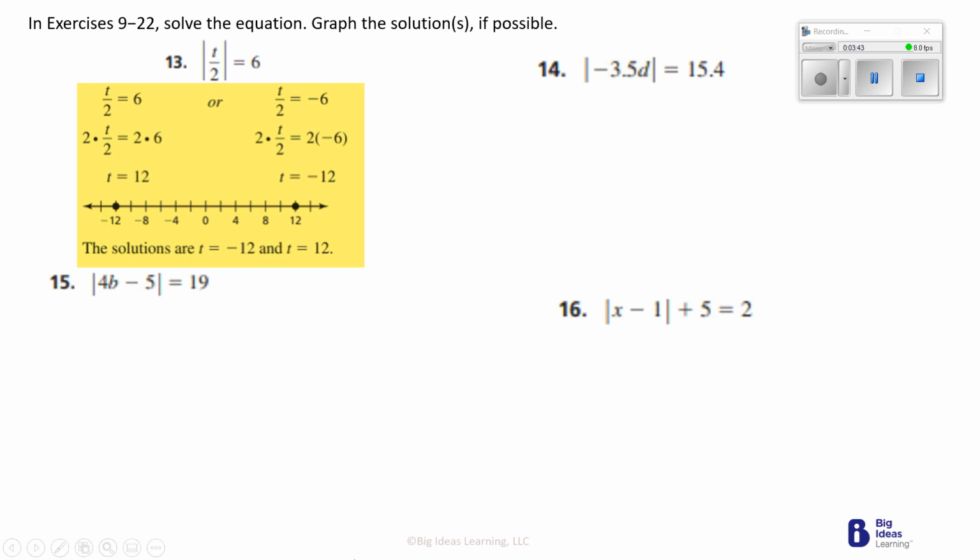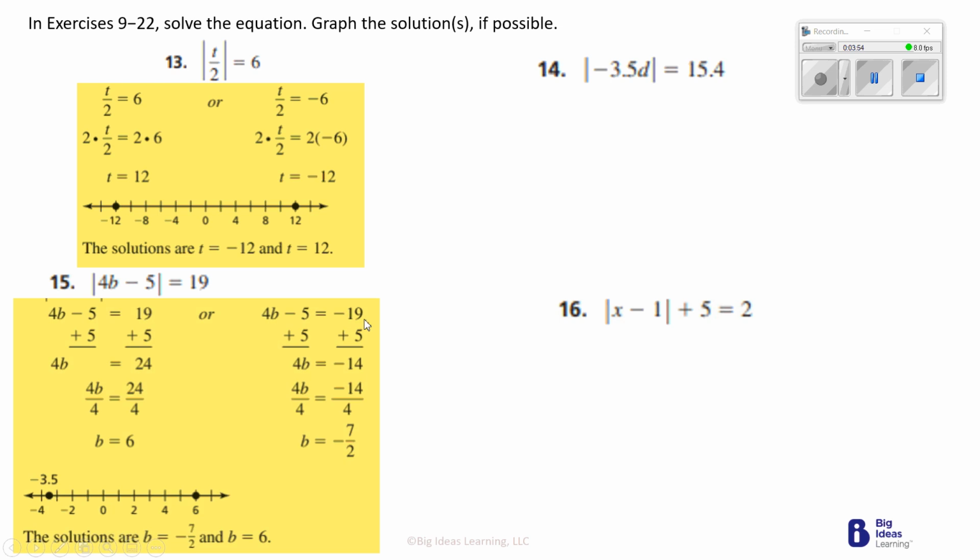All right, you have number 14. Number 15 says the absolute value of 4b minus 5 equals 19. So that means 4b minus 5 can equal +19, or it could equal -19, right? So if it equals +19, I know I'll add 5 to both sides. 19 plus 5 is 24. And then I would divide 4 away from 4b, and I would divide 24 by 4, because whatever I divide on one side, I divide on the other. 24 divided by 4 is 6. So b could be 6.